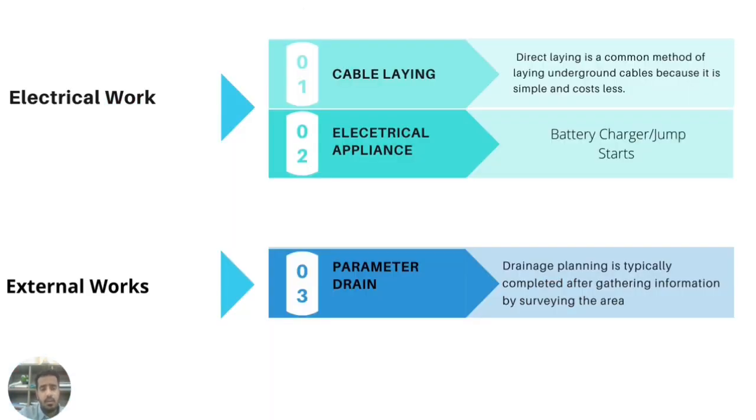Last, we have electrical work. We have cable laying. Direct laying is a common method of laying underground cables because it's simple and costless. And also we have electrical appliances.